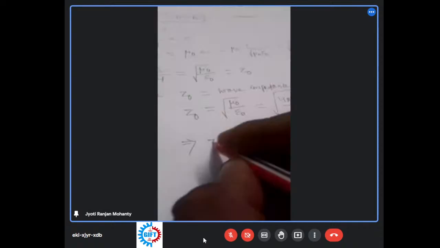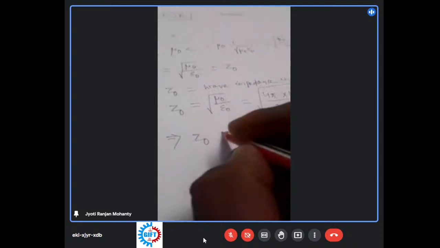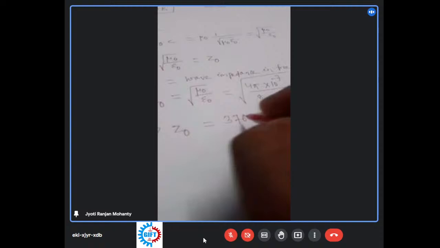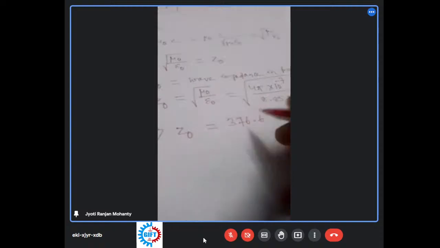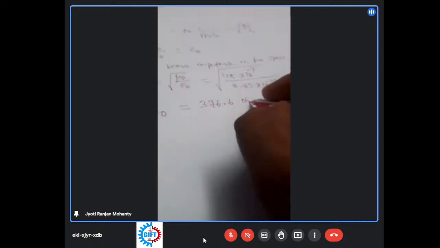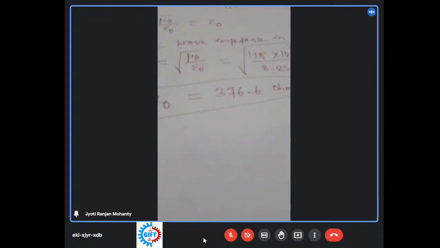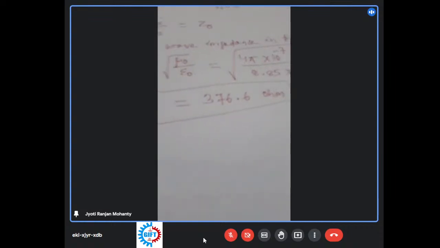So this implies the value of Z0 comes approximately 376.6. And what is the unit? Unit is ohm. All of you mark it with your color pen. This is one of the important short questions. So what is the value of Z0? 376.6 ohm.